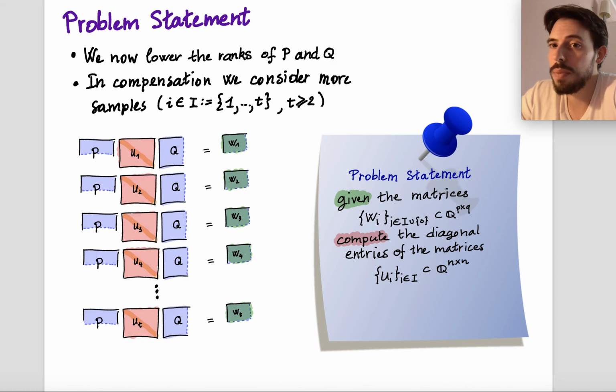Now for an attacker, this means that he would just see the green boxes on this slide, which all have size p times q. Therefore, if p and q are reasonably small compared to the size of n, these boxes are rather small. And the attacker then aims at revealing the diagonal entries of the red boxes.